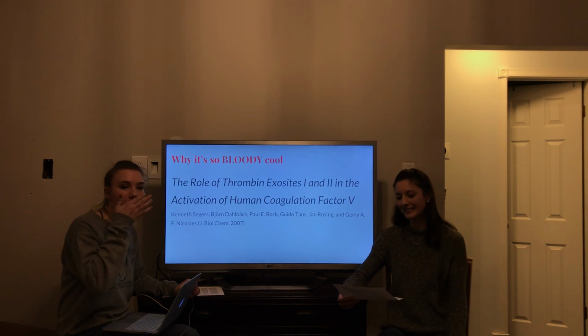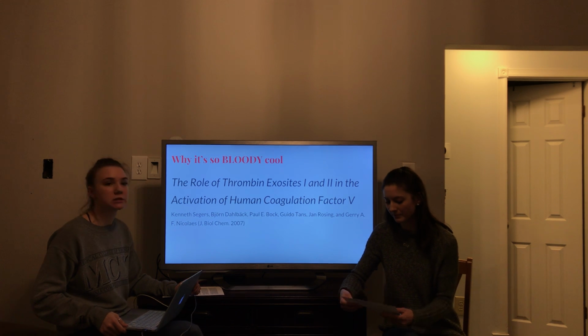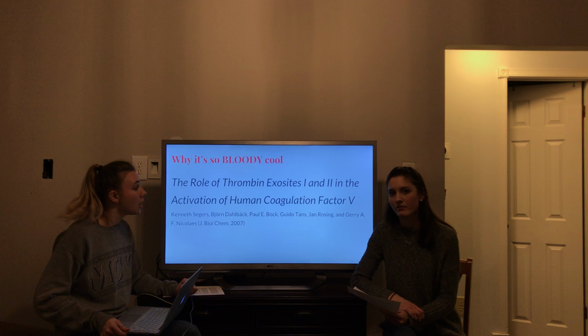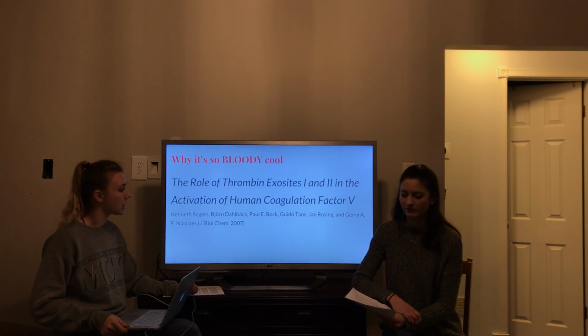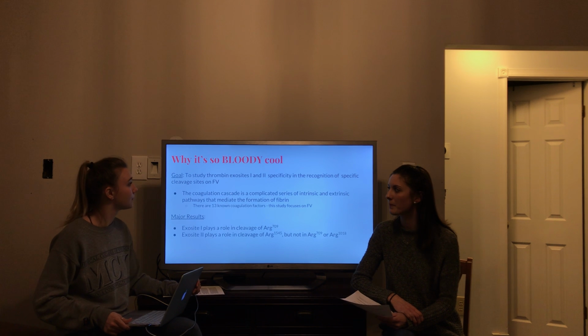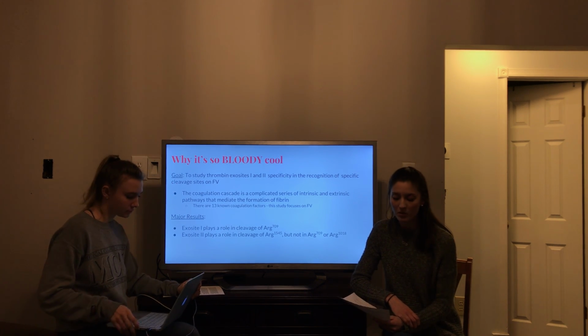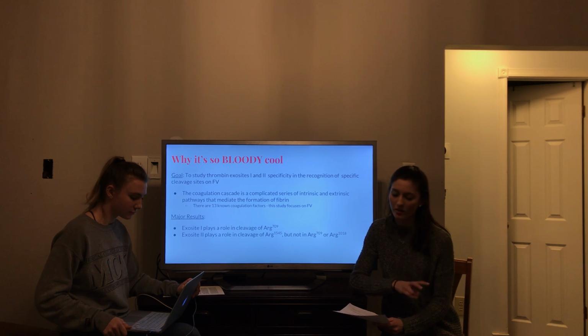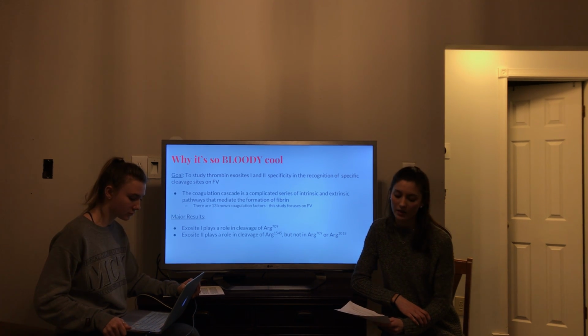So now we're going to segue into the primary source journal article that we chose. It is called The Role of Thrombin Exosites 1 and 2 in Activation of Human Coagulation Factor 5. The primary goal of this experiment was to study thrombin's exosites 1 and 2 on their specificity of cleavage sites on factor 5.